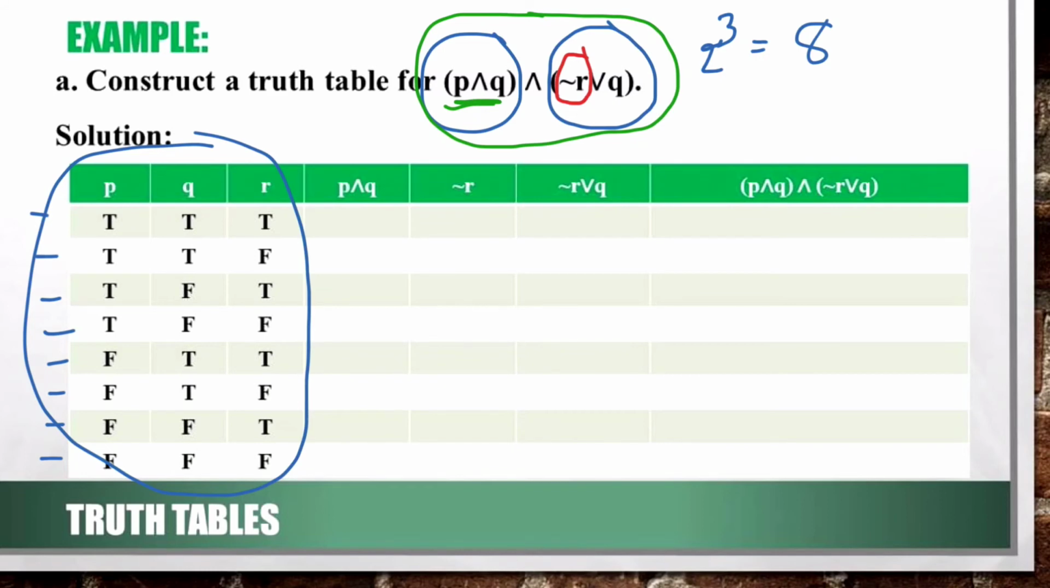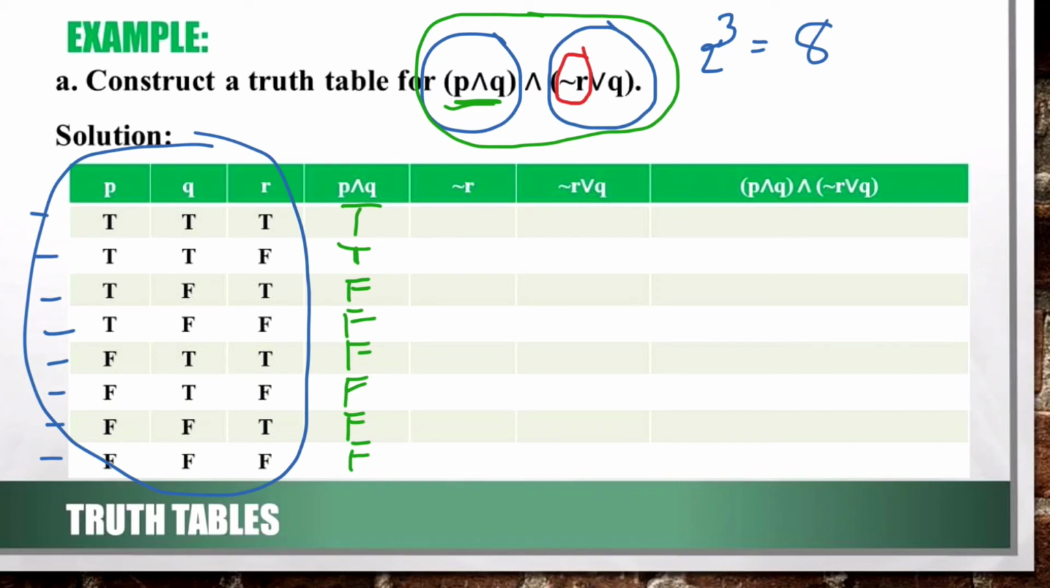The P and Q. So, P and Q, true and true, it is true. Then, true and true, it is true. True and false, it is false. True and false, it is false. False and true, it is false. False and true, it is false. False and false, false. Then, false and false, false. Kasi nga, in order for it to be true, dapat parehong statement ay true kapag conjunction.